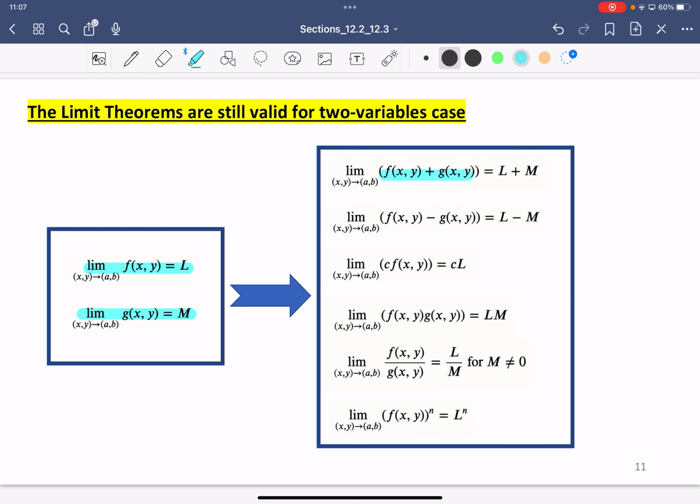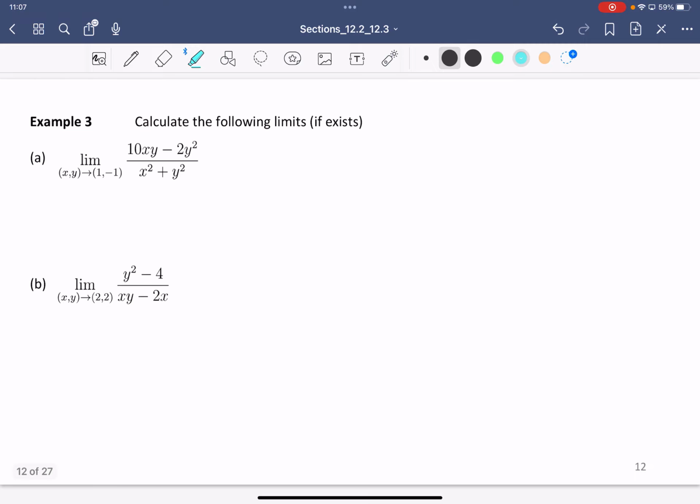addition of f and g and take the limit, you're gonna get L plus m. Limit of f minus g, you're gonna get L minus m. You can pull out a constant, you can do the product of limits equal to the limit of the product, and also the division as well, and then you take the nth power, so you get the same thing. So the theory that you learned in Cal 1 still works when you compute limits. So let's try an example here to show you how to do it.